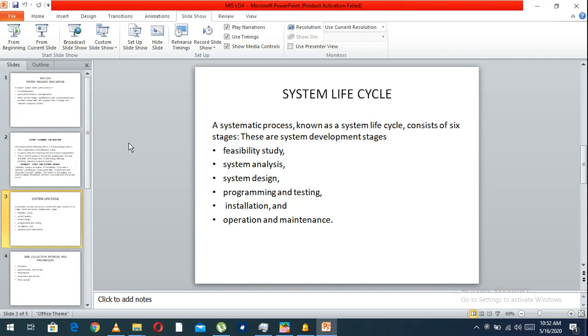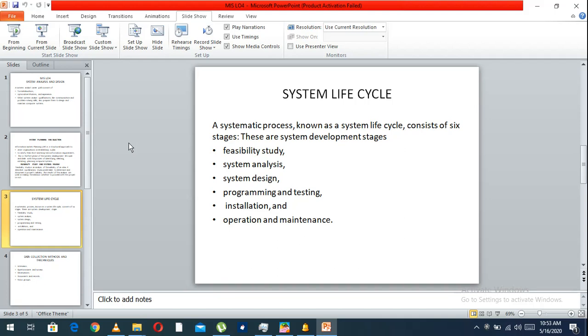The next one is system analysis. You analyze the existing system and see the advantages and disadvantages, whether it is meeting your requirements or not. What is the gap in the system? You do that at this stage, that is the system analysis stage. When you are satisfied that you need to develop a new system, you then go to the next stage, which is system design.